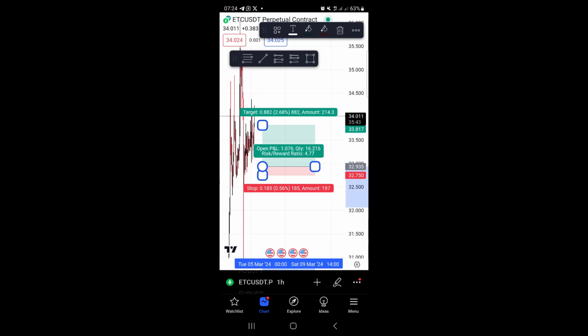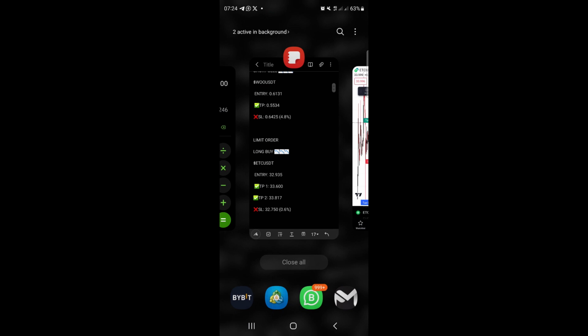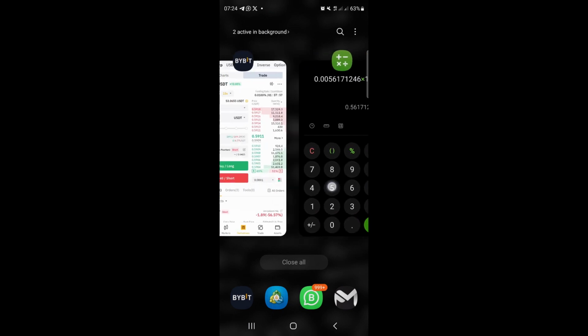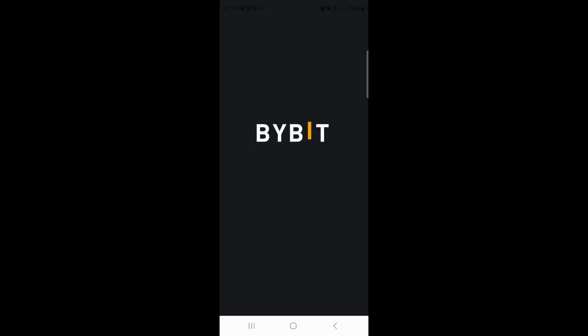Now let's delve into how to enter the trade and apply the risk management and make sure you're not making any loss. So the first thing you want to do is go to your Bybit app. We're going to start with the WOO trade. So you go to your Bybit app. Wait for it to load.